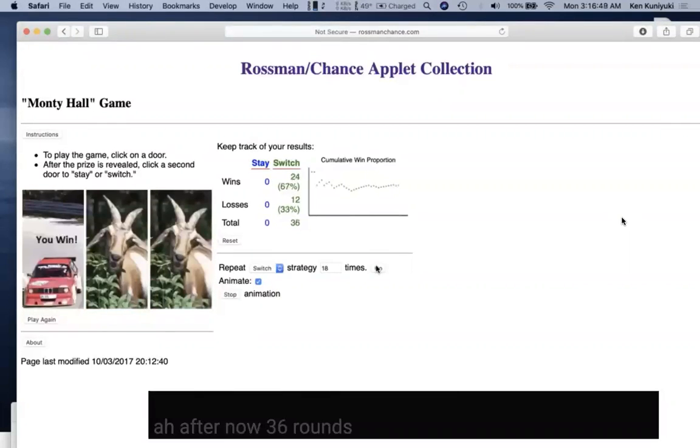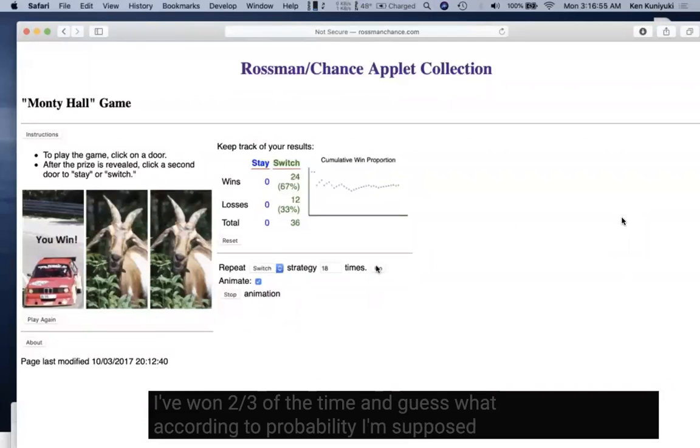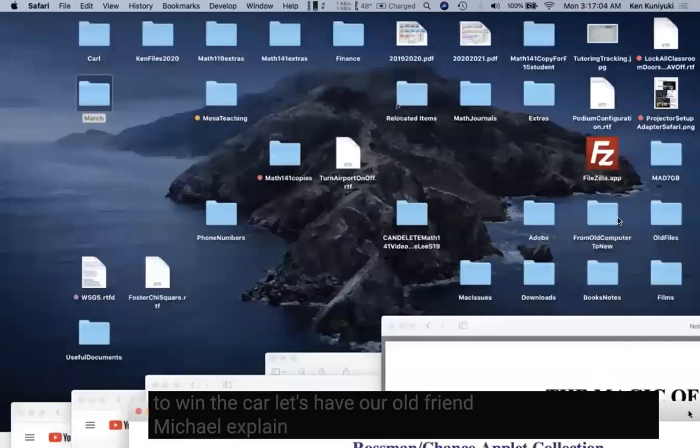After now 36 rounds, hey, it looks like I've won 2/3 of the time. And guess what? According to probability, I'm supposed to win 2/3 of the time. If you switch, there's a 2 in 3 chance that you're going to win the car. Let's have our old friend Michael explain.